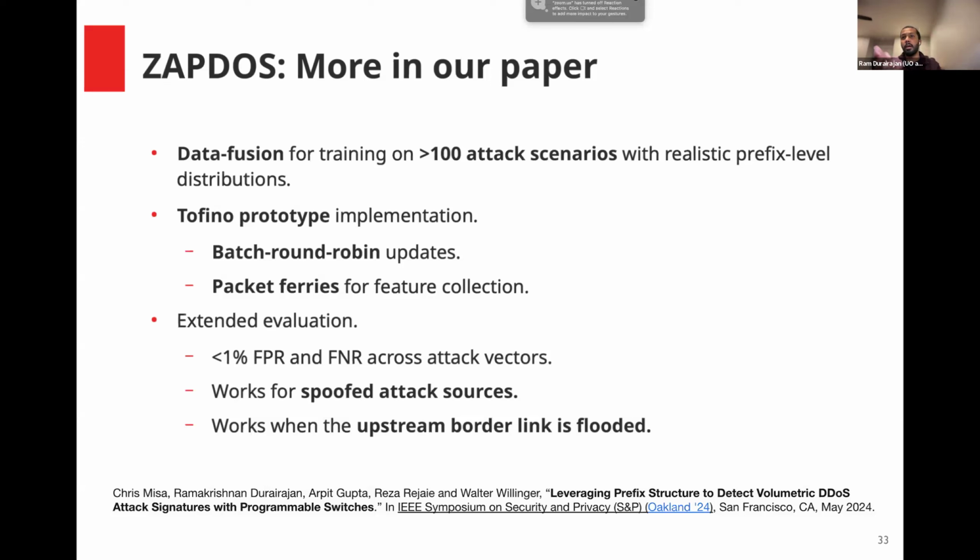Again, all the details are in our Oakland paper, which appeared earlier in 2024, and that shows the promise of this technique for a whole bunch of volumetric attack scenarios, which is over 100 attack scenarios, and we showed that this works for attacks where attackers spoof their attack sources as well. In addition, if the upstream border link is flooded, even in those scenarios, we showed that Zapdos can effectively mitigate the impact of volumetric DDoS attacks.